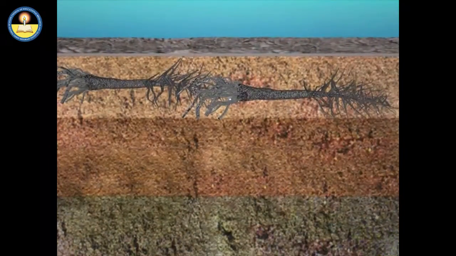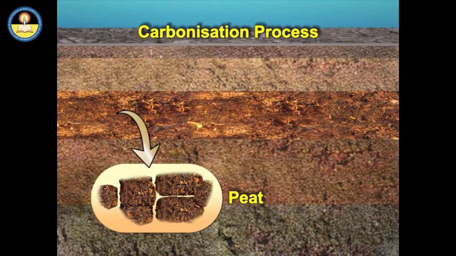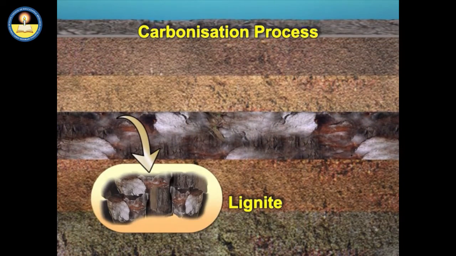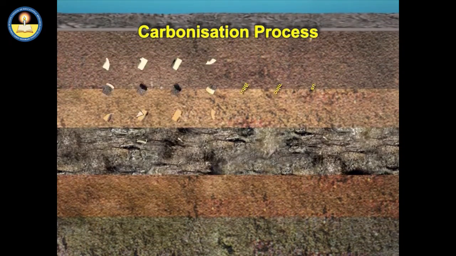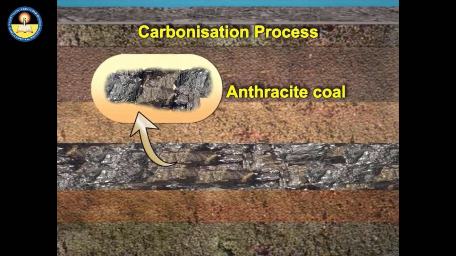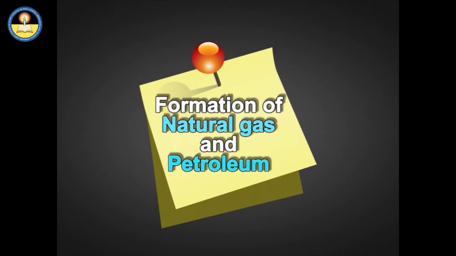Each step during the carbonization process of wood to peat, and from peat to lignite, and from lignite to bituminous to anthracite coal leads to an increase in carbon content in the carbonization process. Let us now learn about the formation of natural gas and petroleum.